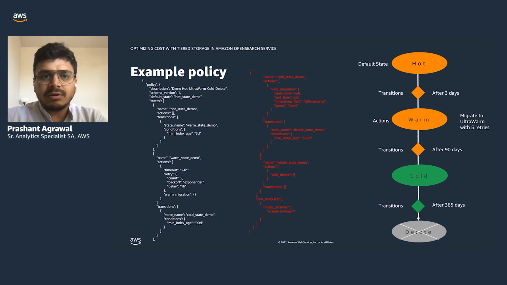What it says is that your default state is the hot state, where your data gets indexed, and then your data gets transitioned to the ultra warm stage after 3 days, and then after 90 days those data move from the warm to the cold tier. And then at the end of the life cycle, you can delete the data after 365 days. So that's roughly a year. So this is an example policy.